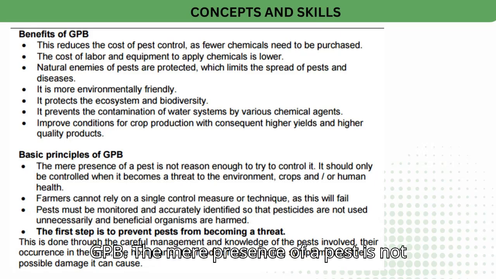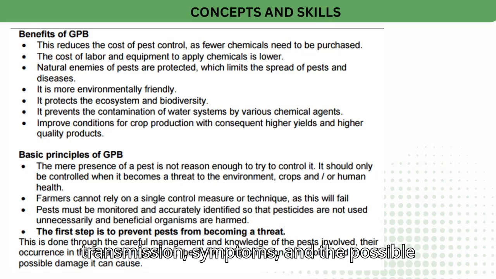Basic principles of IPM. The mere presence of a pest is not reason enough to try to control it. It should only be controlled when it becomes a threat to the environment, crops and/or human health. Farmers cannot rely on a single control measure or technique, as this will fail. Pests must be monitored and accurately identified so that pesticides are not used unnecessarily and beneficial organisms are not harmed. The first step is to prevent pests from becoming a threat. This is done through the careful management and knowledge of the pests involved, their occurrence in the area, the host plants, the mode of transmission, symptoms and the possible damage it can cause.